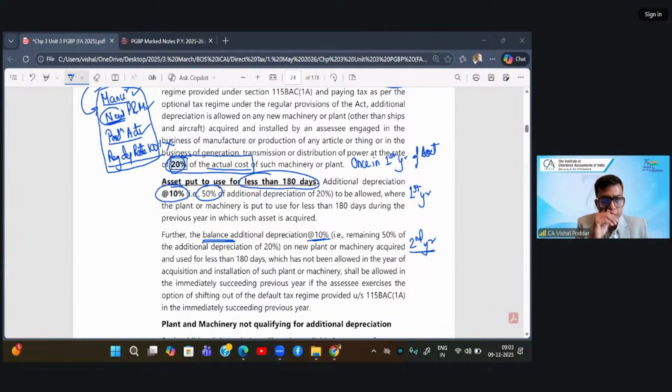Mustafa says, sir, if we just use it for 182 days? Yes, 182 days is more than 180 days, no? So 100% will be allowed.